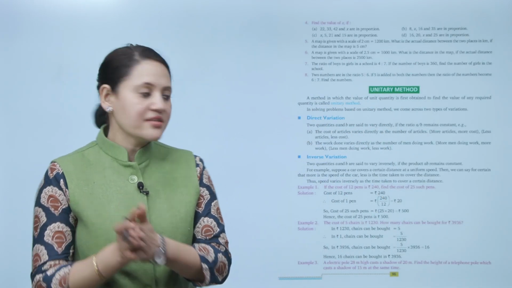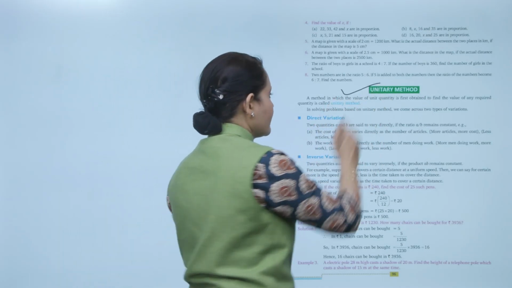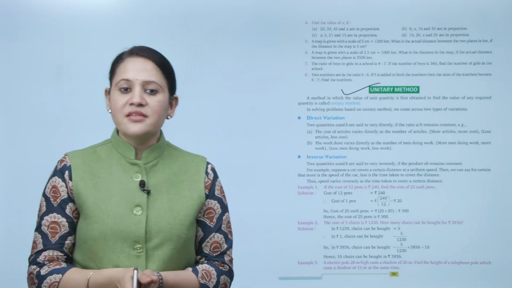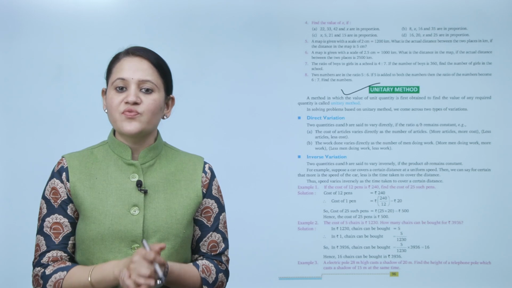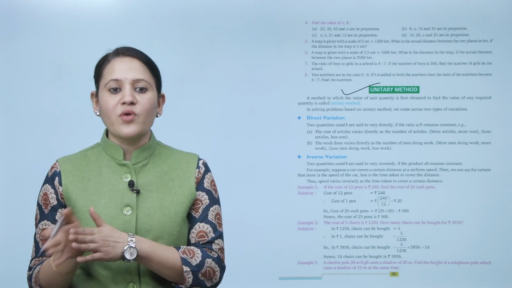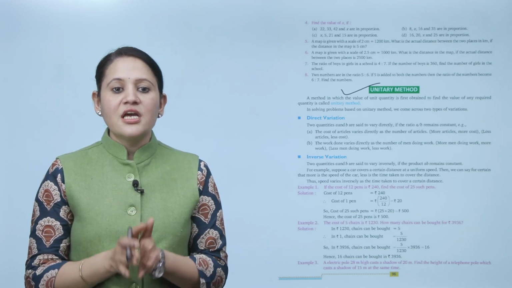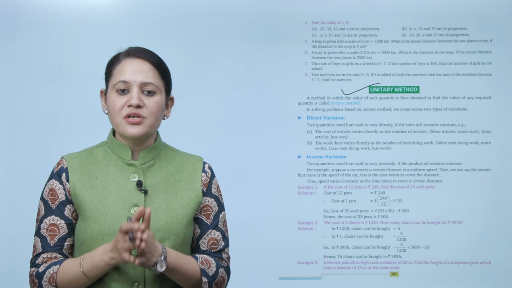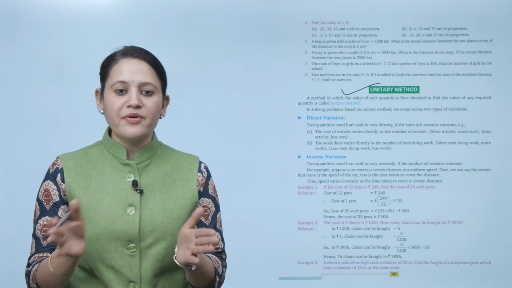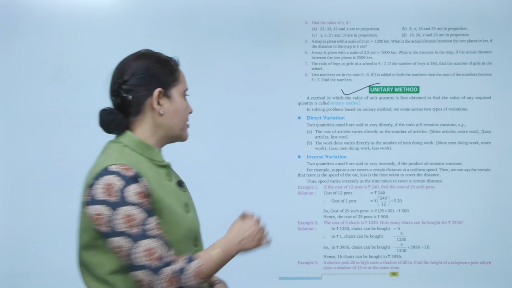Next is unitary method. The method in which the value of unit quantity is first obtained to find the value of any required quantity is called unitary method. In solving problems based on unitary method, we come across two types of variation. First is direct variation.